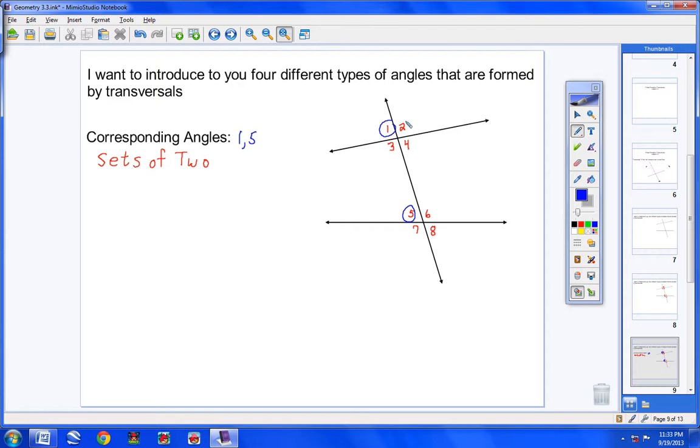Are you seeing the pattern? 2, sorry about that, my computer's messing up. 2 and 6 would be another example of corresponding angles. 3 and 7 are corresponding angles, and 4 and 8 are corresponding angles. Okay, now let me hold on there.